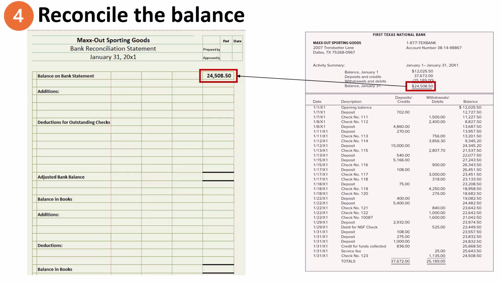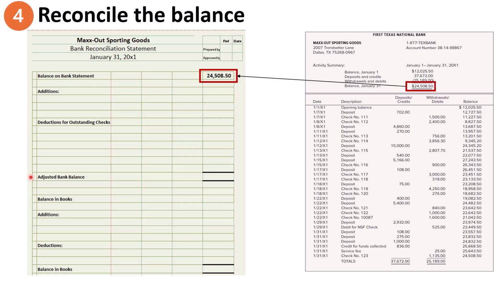There are two main sections for the bank reconciliation. The first section starts with the balance on the bank statement and then adds and subtracts adjustments. For instance, we would add deposits in transit and we would subtract outstanding checks. That leaves us with the adjusted bank balance.